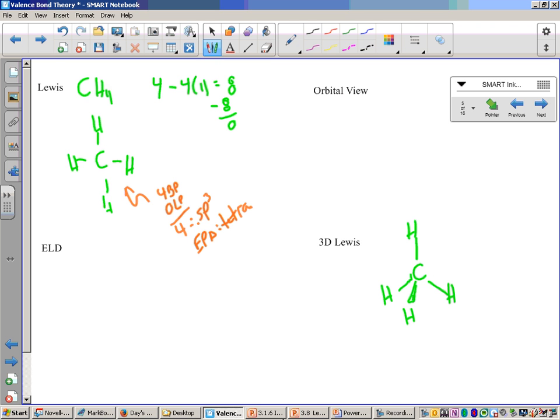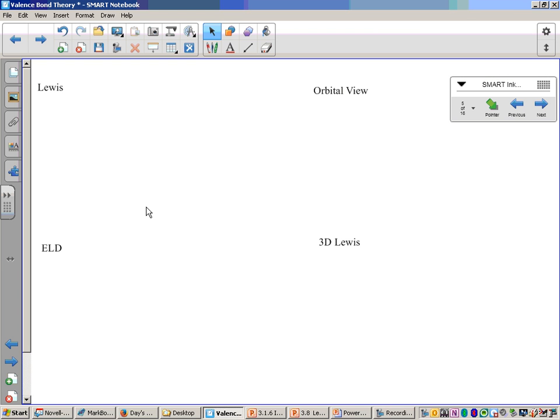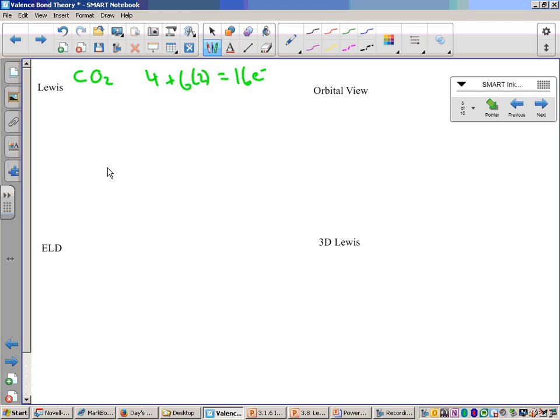So let's take a look at that next example. The next example is CO2. So we've got CO2. And again, if we were to do this properly, we would have 4 electrons, and 6 times 2, 12, and that would get us, wait a minute, what do we got here? 16 electrons. It's a funny number of electrons. Carbon in the middle, oxygen, oxygen.